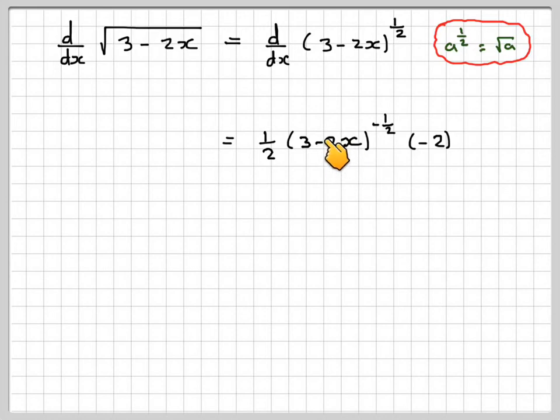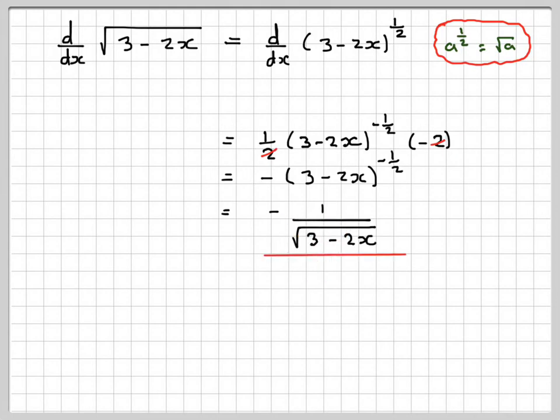Don't forget to differentiate the bracket, which is minus 2, which is the bit that most people forget. And then if you cancel out the 2, you've still got the minus sign. We're going to have minus (3 minus 2x) to the minus a half. So rearranging that gives me minus 1 over the square root of 3 minus 2x, using this rule and this rule combined.